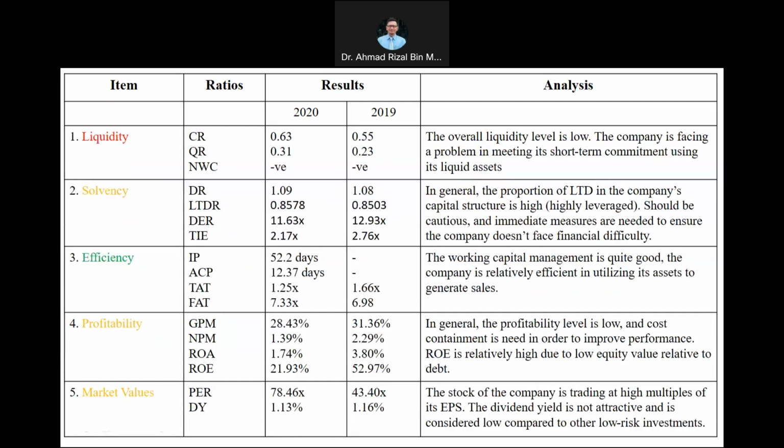Okay, at the end, after looking at all 5 dimensions from liquidity up until the market value, what would be our conclusion? What would be our assessment? Since this is just looking at the financial strength by way of financial analysis, mainly financial ratios, there would be no recommendation as far as the market value or the stock price of the company is concerned.